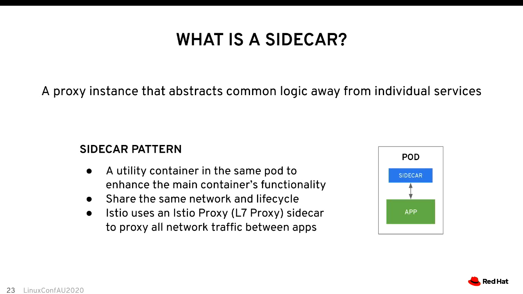So what is a sidecar? If you look to the right, you have a pod which has the real microservice, noted as app. And alongside the app, there will be another container running, which does the heavy lifting of all the functionalities which Istio does, right?